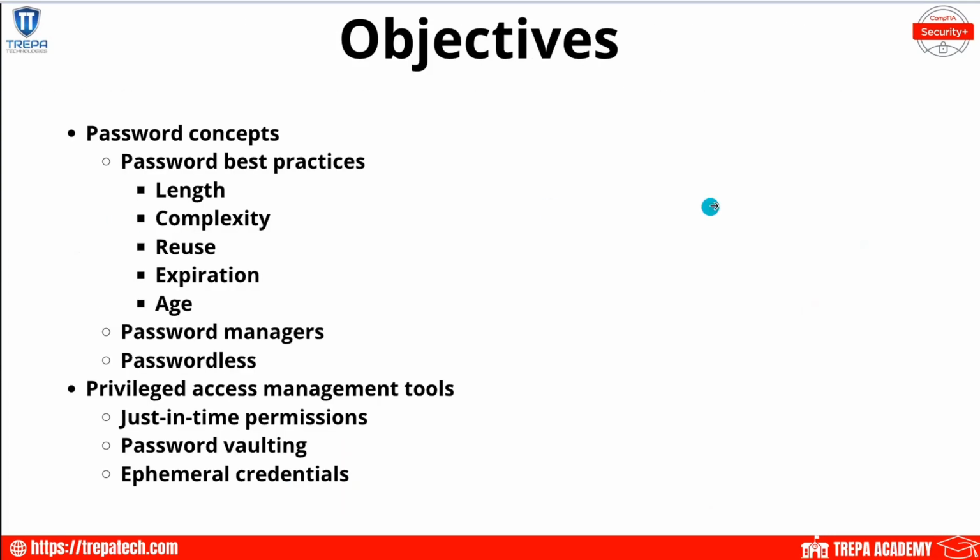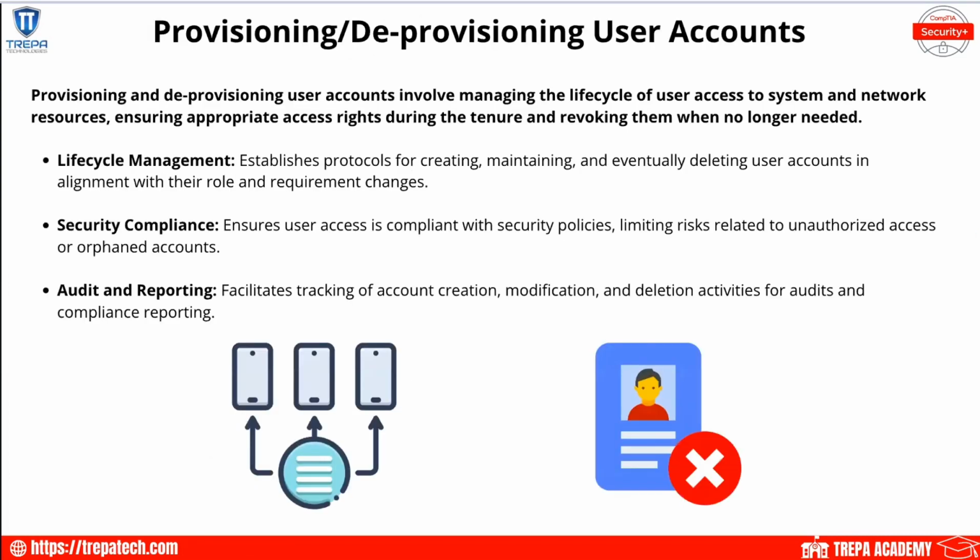Okay, so the first thing we're going to talk about is the provisioning and deprovisioning of user accounts. Provisioning and deprovisioning user accounts involves managing the lifecycle of user access. So whether we're onboarding, offboarding, or making on-the-fly changes to give access, we have to make sure that we're also removing access when it's no longer needed. This is just ensuring the appropriate access rights during the tenure and revoking when no longer needed. So we have to establish lifecycle management, right? We have to establish protocols for our help desk team and our system admins for creating, maintaining, and the eventual deletion of user accounts. We have to make sure that we're meeting security compliance.